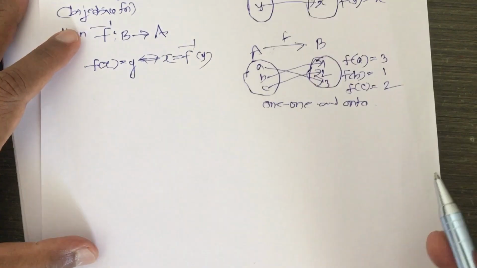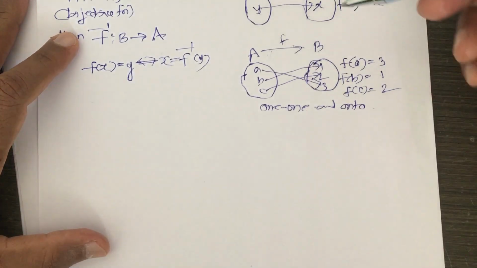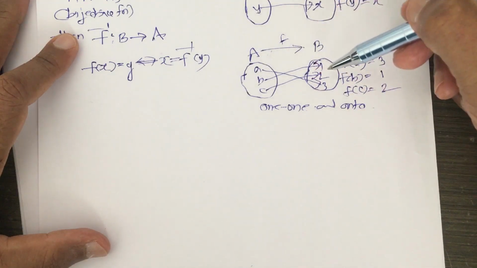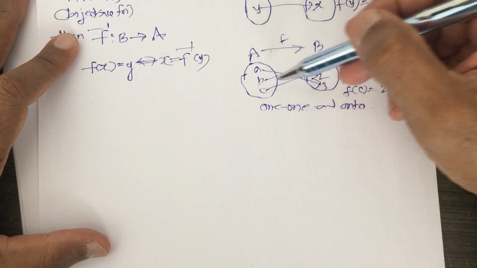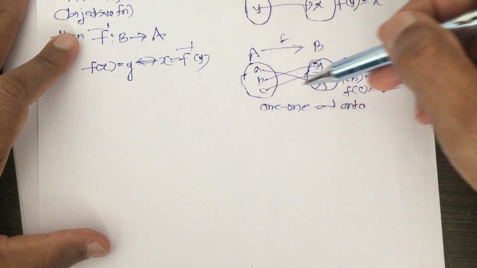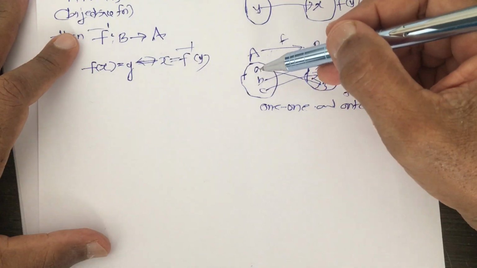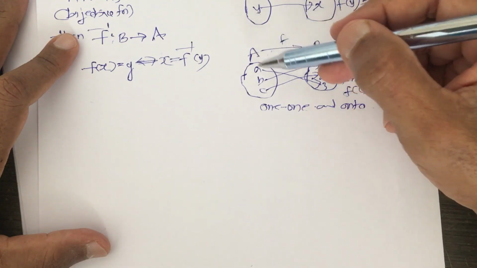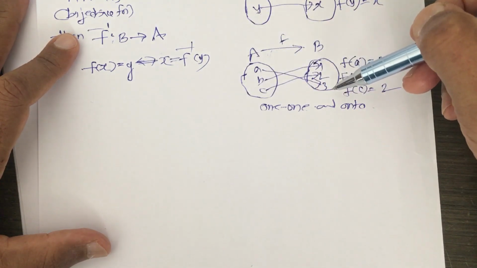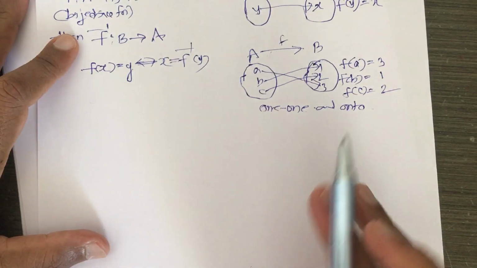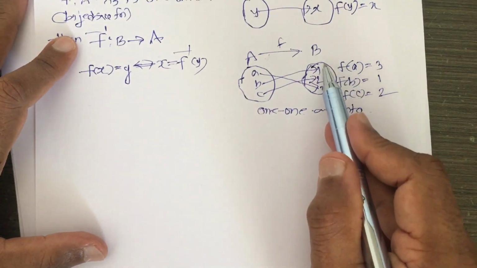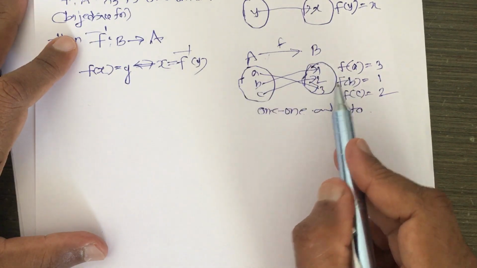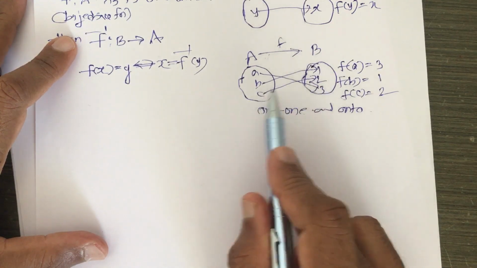Why is this function one-one and onto? Because each image has only one pre-image: 1 has only one pre-image b, 2 has only one pre-image c, 3 has only one pre-image a. Means different elements of set A are related to different elements of set B. So, this is one-one. And why is it onto? Here the range is the set B, 1, 2, 3, which is also the codomain. So, range and codomain are the same, therefore it is one-one as well as onto.